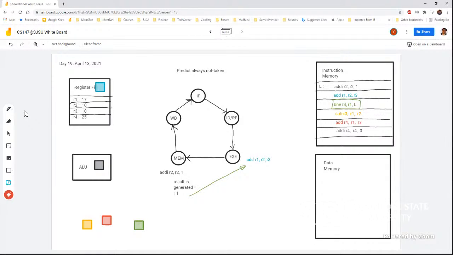And the condition, as I mentioned, is that your data producer must generate that result at that point or the previous cycle as the consumer wanted. Only in that case we can do the data forward. I hope this is now clear to you guys. Any question, let me know.